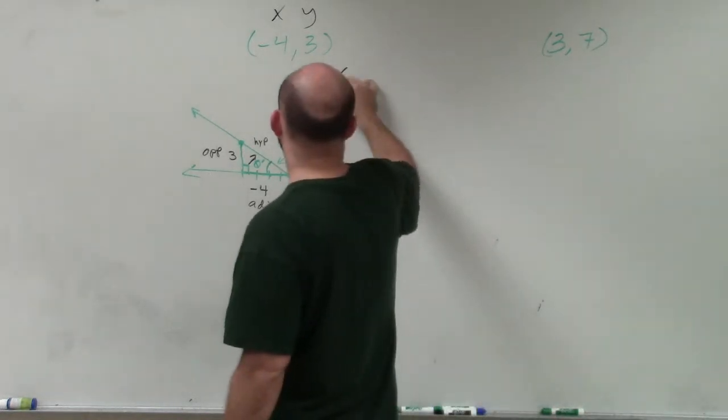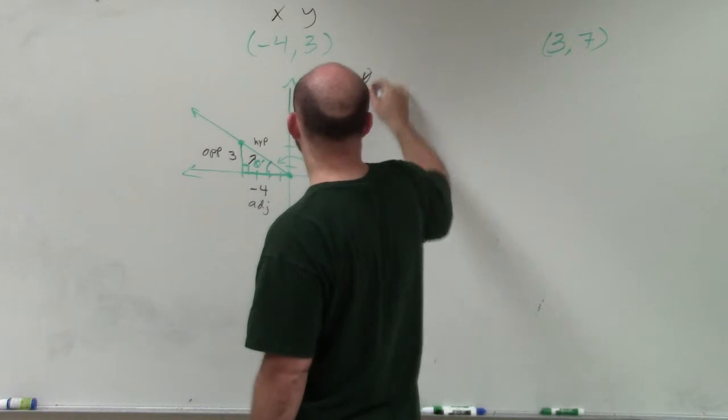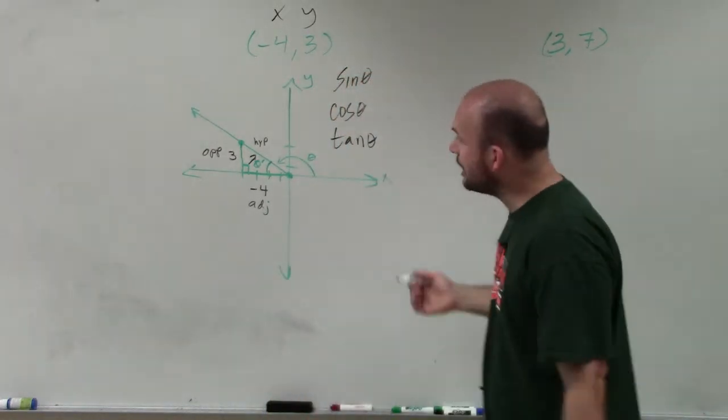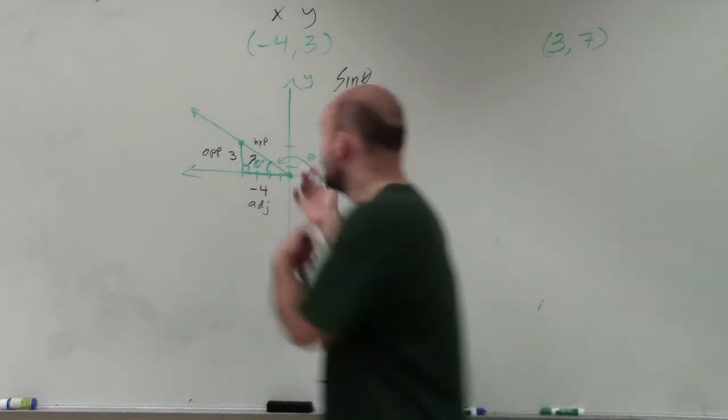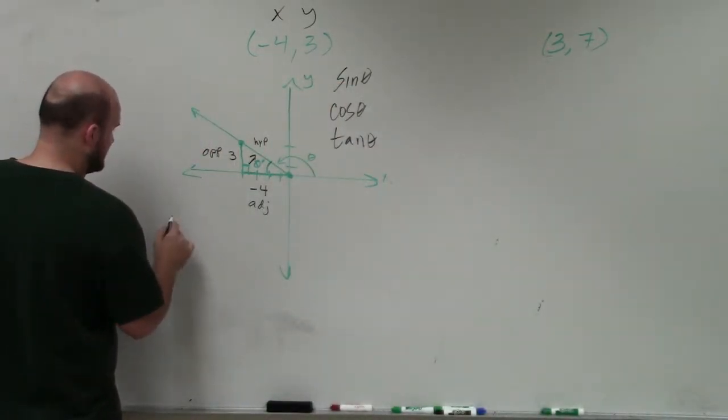That means we need to identify sine of theta, cosine of theta, and tangent of theta. Now, our hypotenuse, we do not know. So I need to figure out what my hypotenuse is going to be. To do that, I'm going to have to use the Pythagorean Theorem.